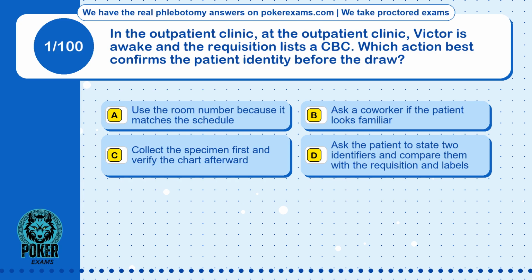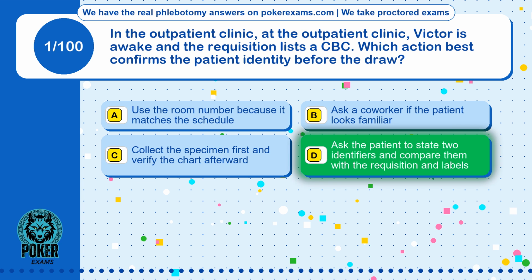Question 1. At the outpatient clinic, Victor is awake and the requisition lists a CBC. Which action best confirms the patient identity before the draw? Option A. Use the room number because it matches the schedule. Option B. Ask a coworker if the patient looks familiar. Option C. Collect the specimen first and verify the chart afterward. Option D. Ask the patient to state two identifiers and compare them with the requisition and labels.